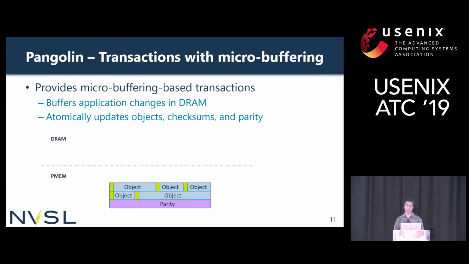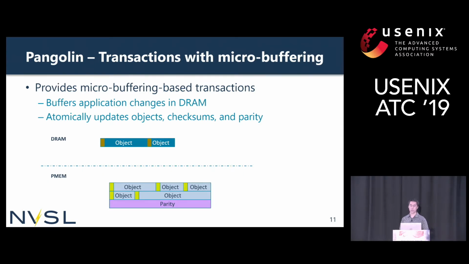When adding parity and checksums to an object store, a challenge comes up as how to maintain the consistency between related parts when modifying PMEM objects. In Pangolin, when an application wants to modify PMEM objects, we copy their data into DRAM-based object-level buffers. We call them microbuffers. The application can freely modify the buffered objects without concerning about the checksum or parity consistency.